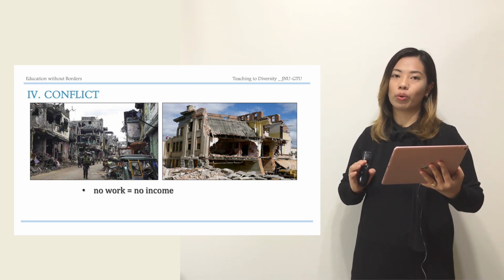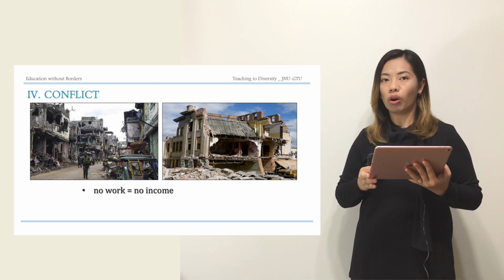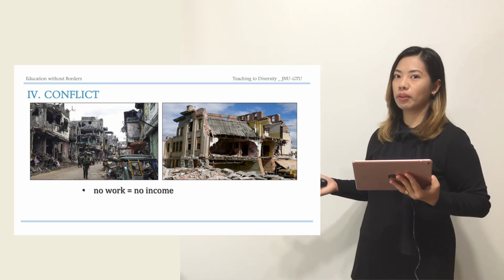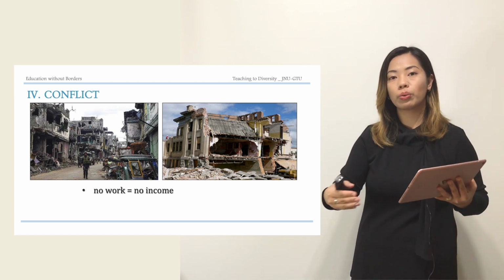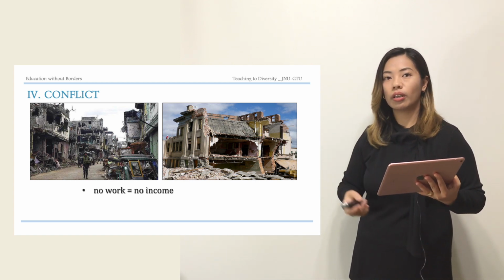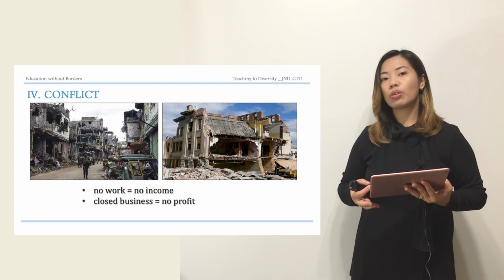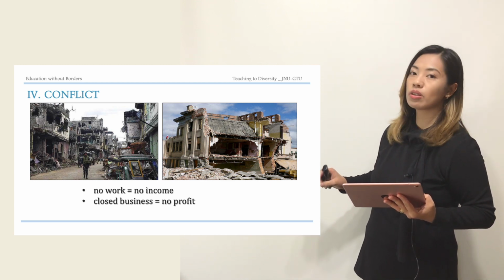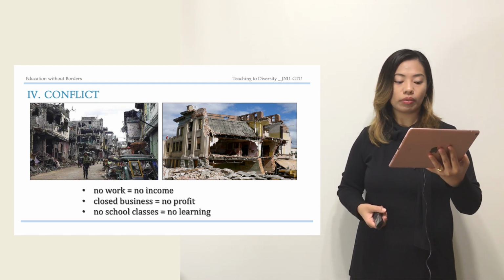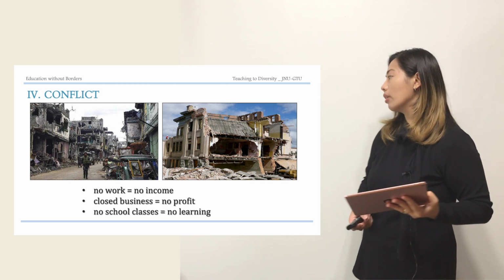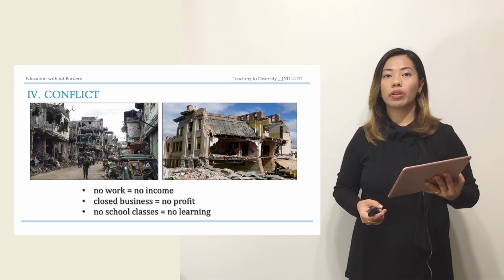If the parents cannot work because of war, obviously there is no income. If there is no income, everything follows. They cannot send their children to school, they cannot give them food to eat, and so on and so forth. Another one is closed business. If the business is closed, there is no profit. And another thing, no school classes. Obviously, the result is no learning. So they have to close the schools because of the war going on.